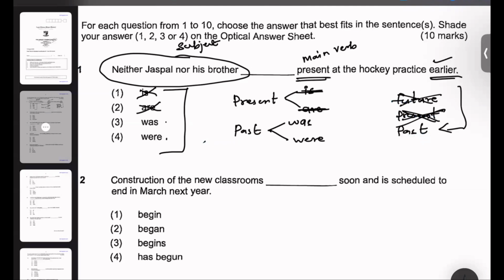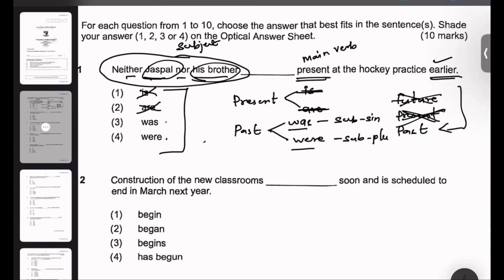Let's identify if it is was or were. If it is was, then the subject should be singular. If it is were, the subject should be plural. Now here is a challenge for you. Neither Jasper nor his brother. We have Jasper as well as his brother given in the subject place.